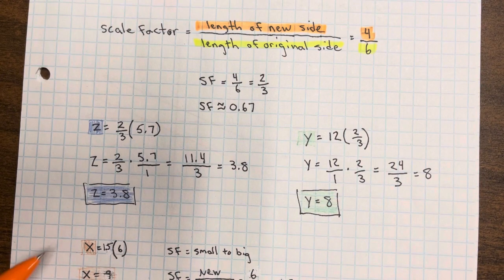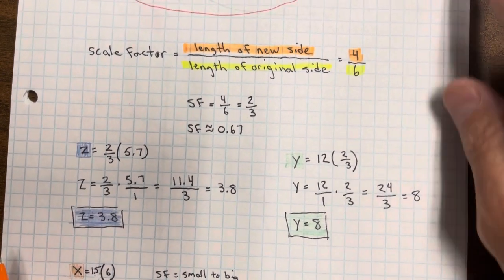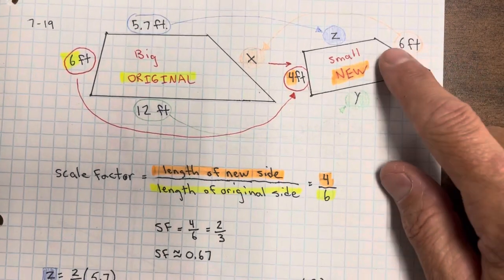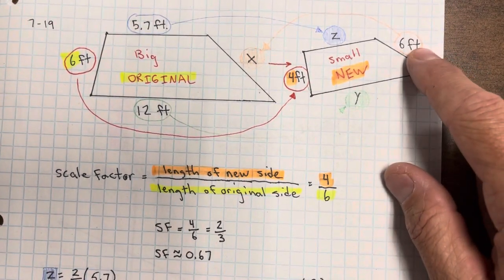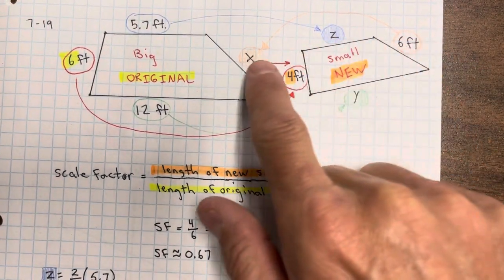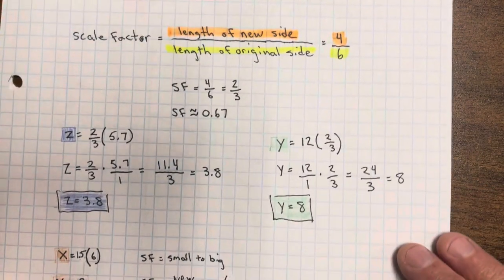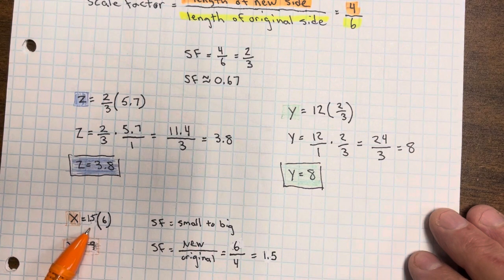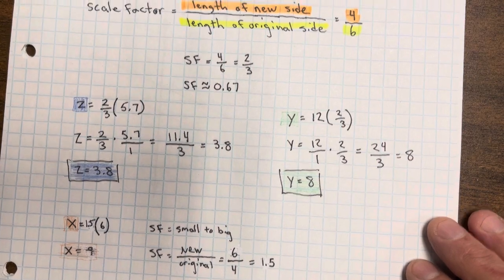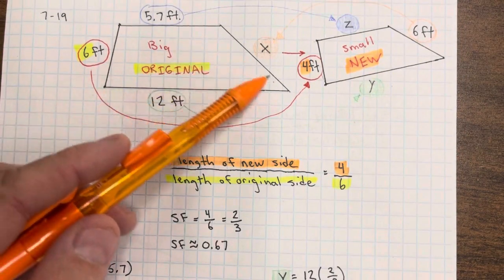Now we can take the value of this side, which is 6 feet, and multiply it by the scale factor, which has to be greater than 1 to get a larger value. We get 1.5, the scale factor, multiplied by 6, which equals 9. So x equals 9 feet.